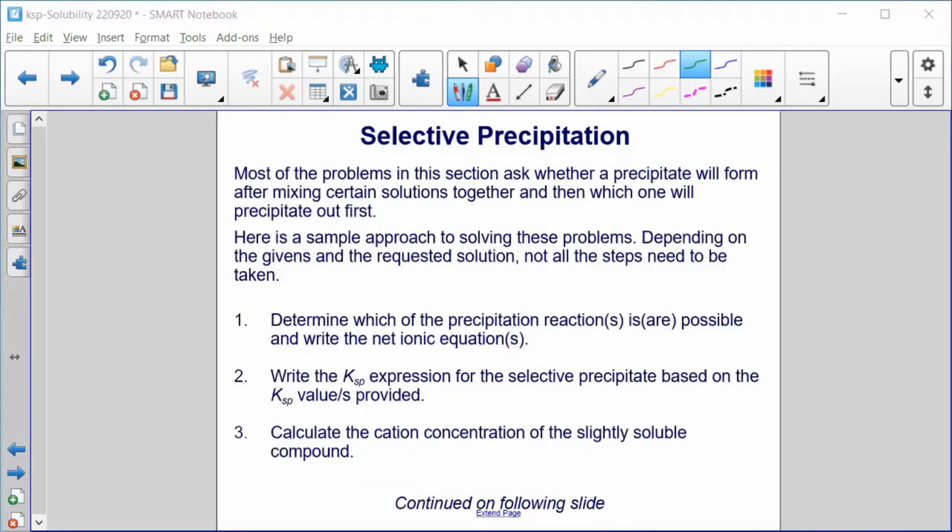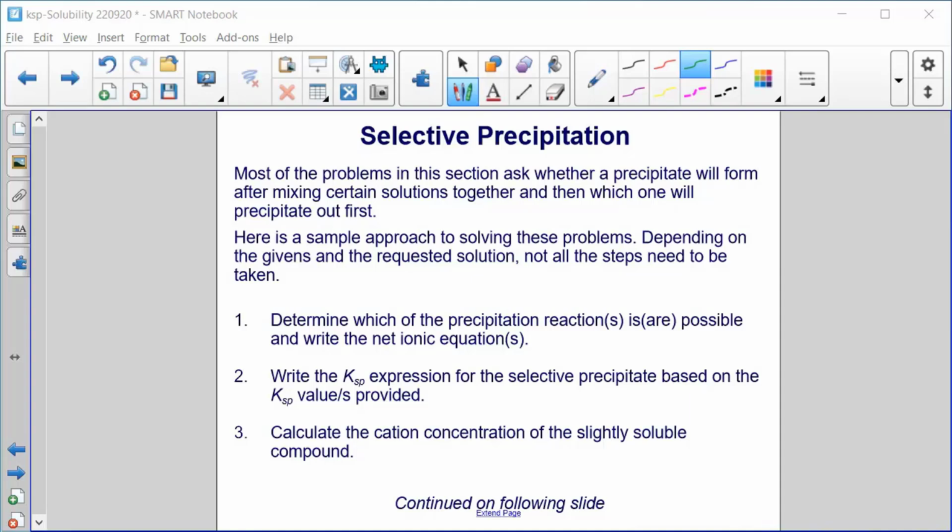Most of the problems in this section ask whether a precipitate will form after mixing certain solutions together, and which one will precipitate out first. Here is a sample approach to solving these problems. Depending on what's given and the requested solution, not all the steps need to be taken.